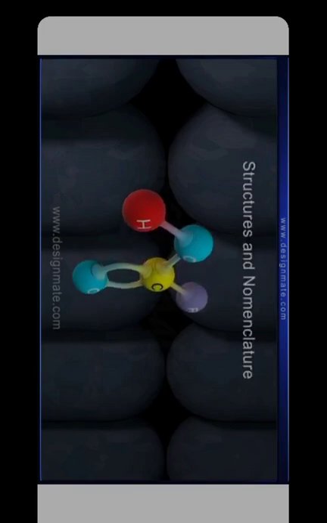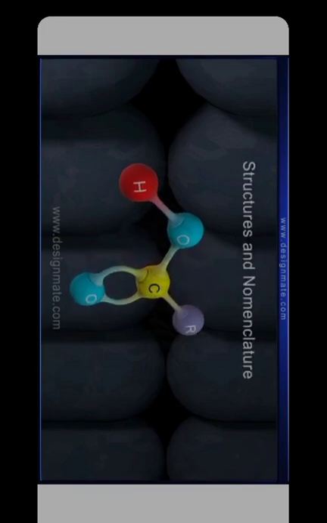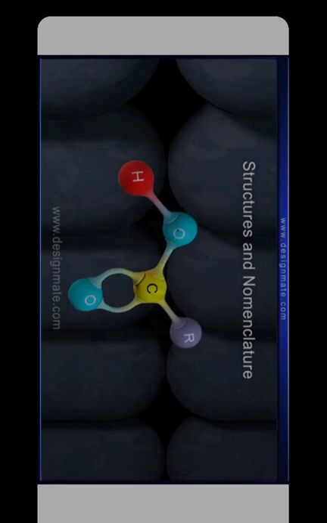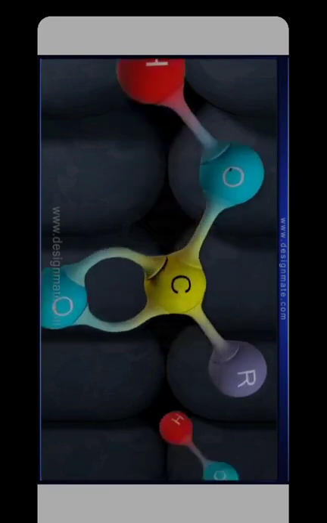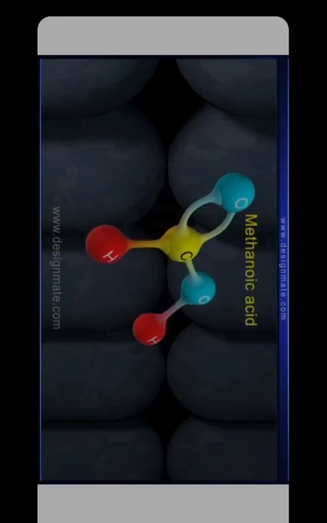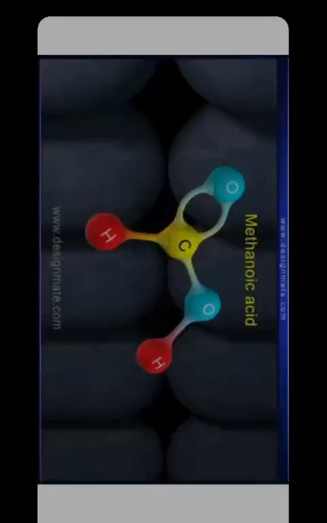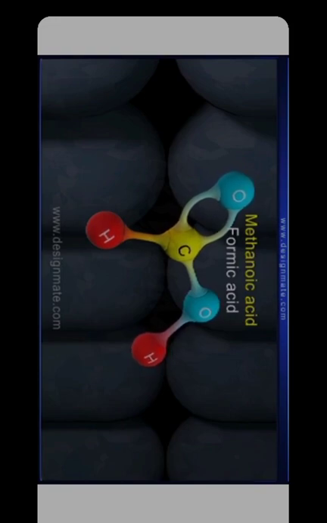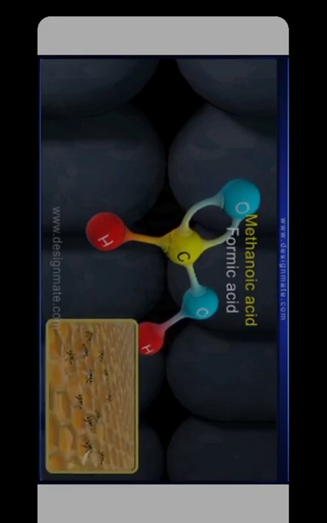Let us now study the structures and nomenclature of a few members of carboxylic acids. The first member of a carboxylic acid series is methanoic acid, commonly called formic acid. It occurs naturally in the venom of bee and ant stings.